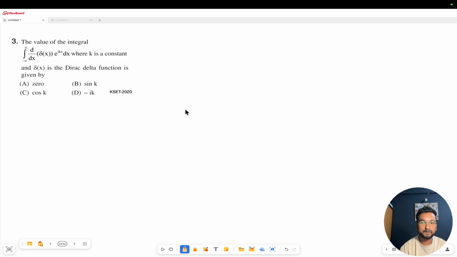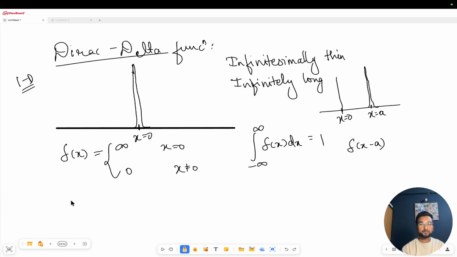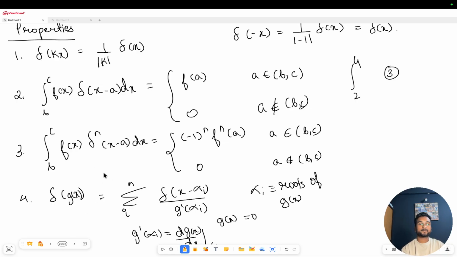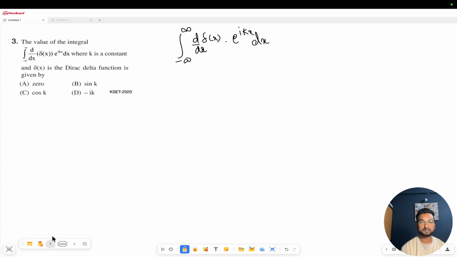They have asked the value of the integral from minus infinity to infinity of d by dx of the Dirac delta function into e to the power iota kx dx. So you can see this is property number 3. f of x is there, differentiation of the Dirac delta function is there. So it is the first order derivative of the Dirac delta function, and the function f of x here is e to the power iota kx.